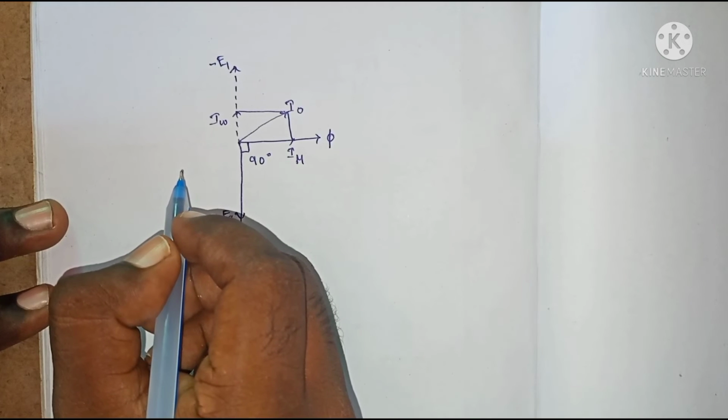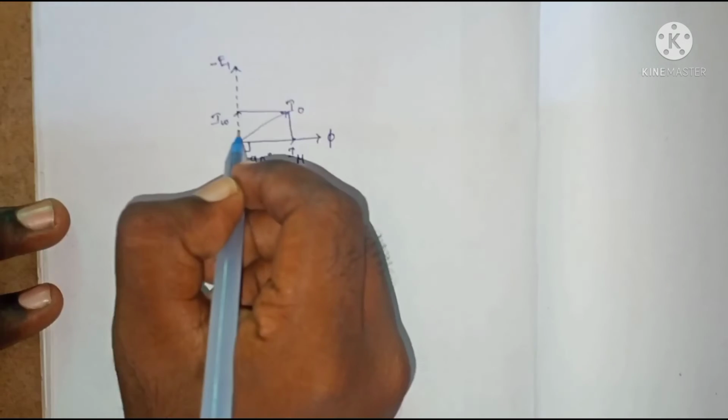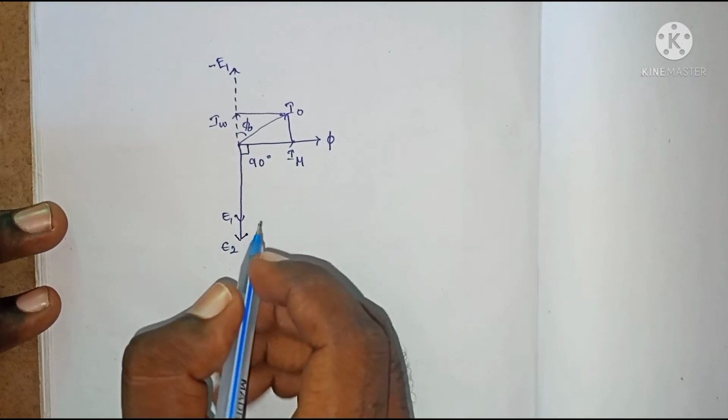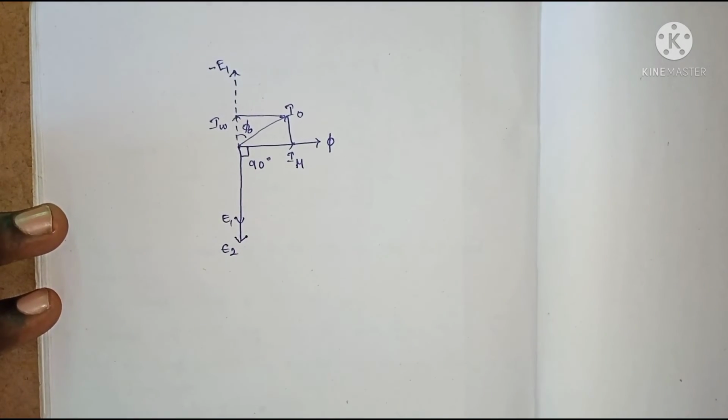Hence, the no load current I naught lags the supply voltage by an angle phi naught. Hence, cos phi naught is the no load power factor.